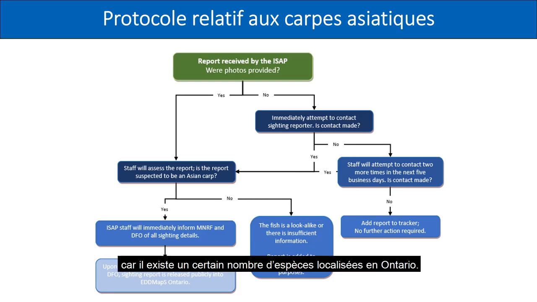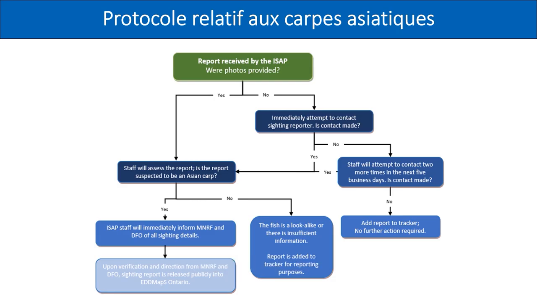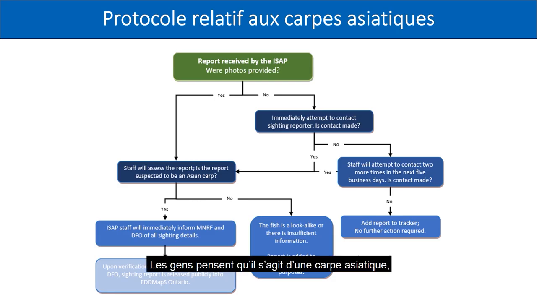I just want to give you guys kind of an idea around the Asian carp protocol. So to kind of connect the dots around, you know, what happens when somebody calls the invading species hotline. One of the most important things is that photograph, right? Because there are a number of lookalike species in Ontario that exist. Common carp is the one that gets misidentified the most. People think it is one of the Asian carps, which, as we all know, it is not. It is not one of the four. So that's why photos are so fundamentally important.